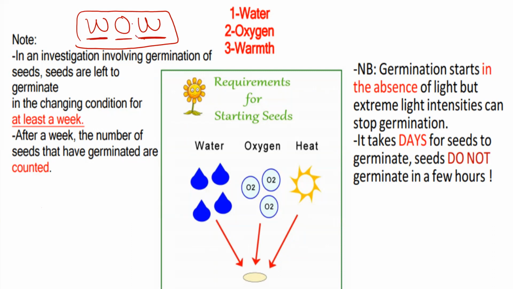Oxygen. And the last W is for Warmth. Okay, did I mention light here? Was light needed for germination? No. Light is not needed for germination, because germination, we said, starts by which process?